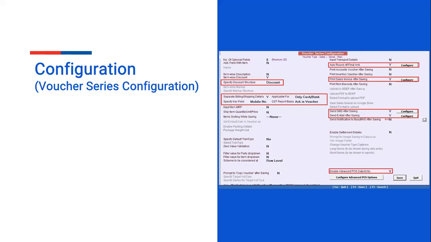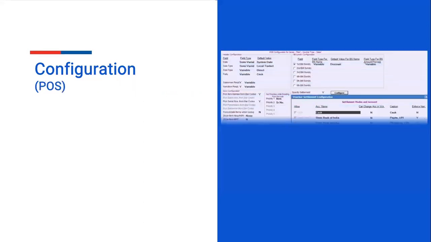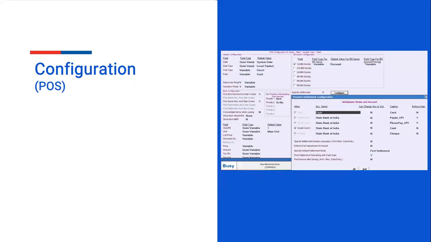POS configuration we have to enable in Busy. For the fast billing process, we have to enable the point of sale in Busy. What are the configurations we have to do for POS? That means point of sale. We have to define the date, the sale type, the tran type, and we can maintain the party name. We can maintain the bill sundry type.